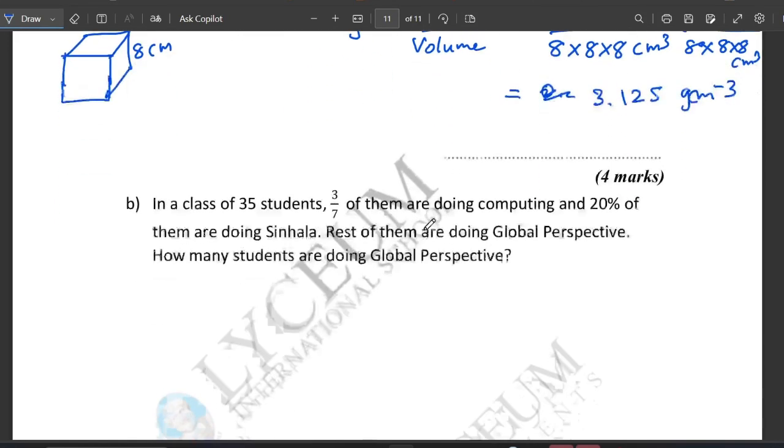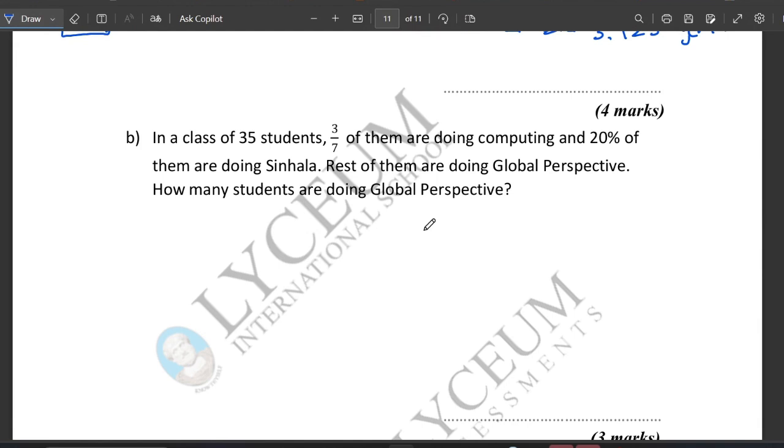In the B part, in a class of 35 students, 3 out of 7 of them are doing computing and 20% of them are doing Sinhala. Rest of them are doing global perspective. How many students are doing global perspective?